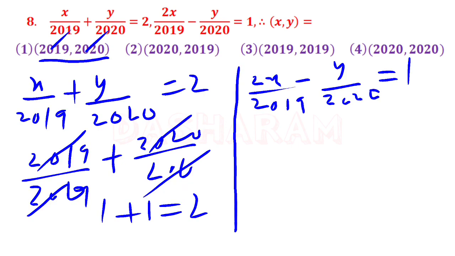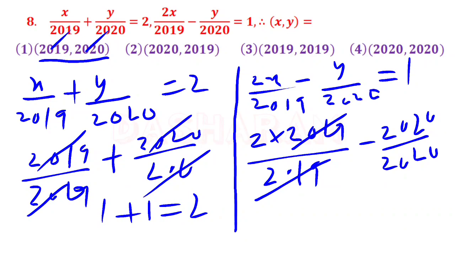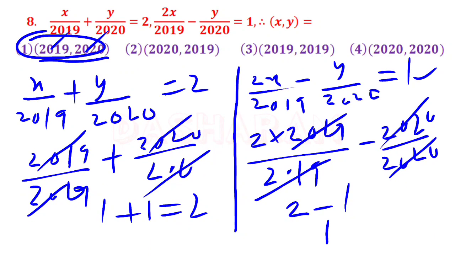So now substitute x equals 2019. So 2019 divided by 2019 minus y equals 2020, so 2020 divided by 2020. Here 2019 cancels, 2020 cancels, 2 minus 1 answer is 1. It is equal to the RHS. So option A satisfies both equations. So the answer is option 1.